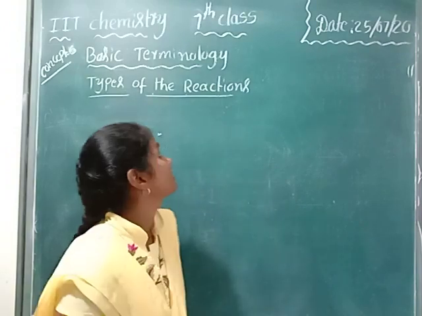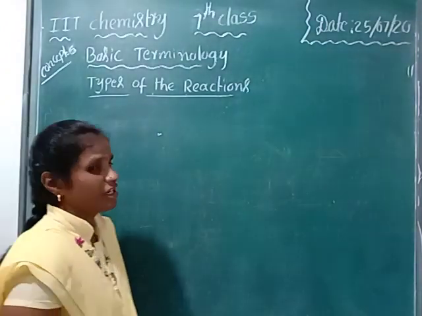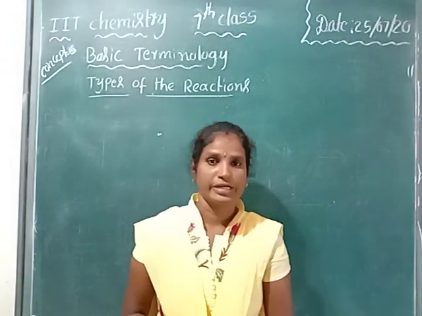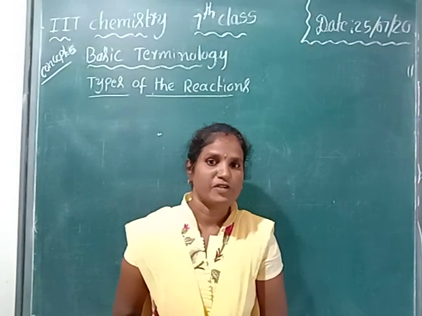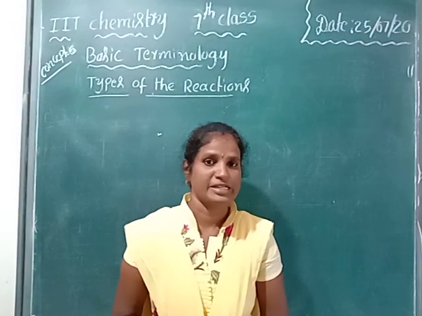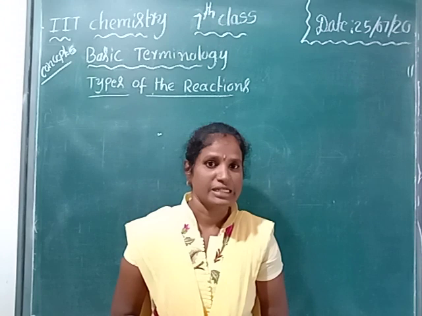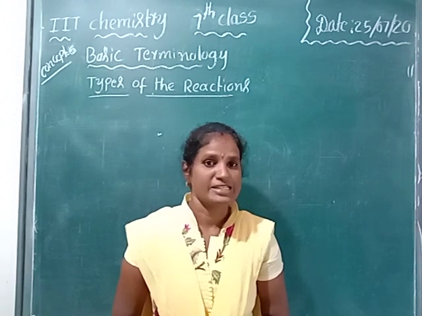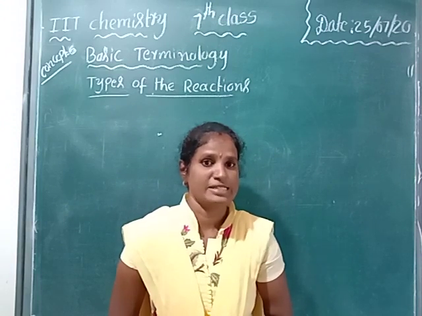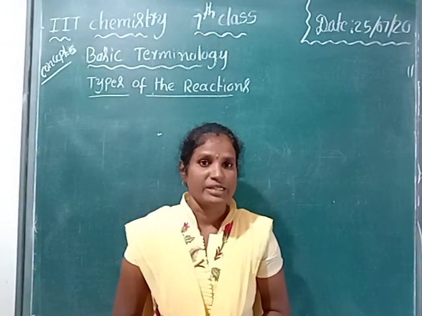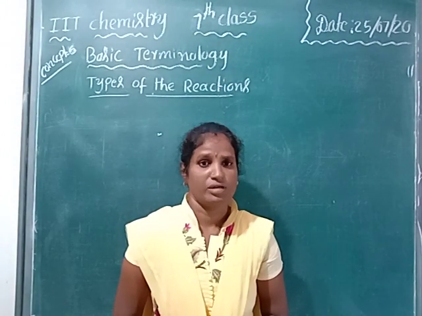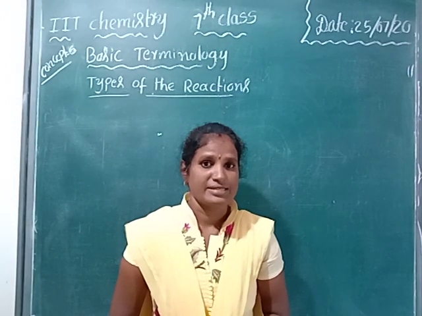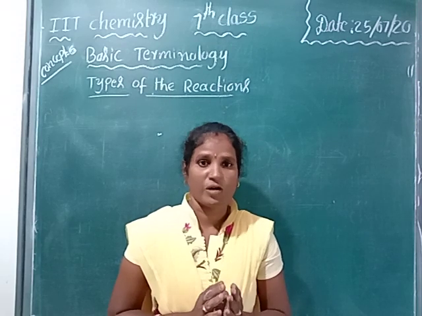What is the first unit, children? Basic terminology. In basic terminology, how many concepts are there? I think five concepts. What is the first concept? Terms in chemistry. What is the second concept? The difference between electropositive and electronegative elements. The third concept, radical ions. Next, oxidation numbers.